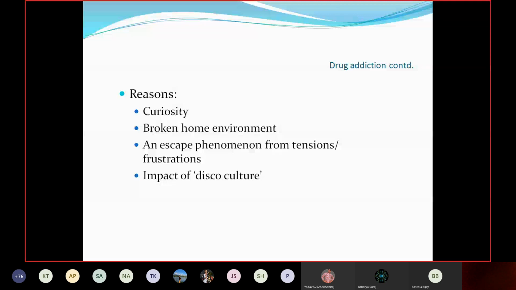And the other reason is an escape phenomenon for tensions and frustrations in everyday life, like unemployment and failure in examination, etc. for the young people. Then the impact of the new culture, we call it disco culture, the sociologists prefer to say, and social media also, and then ignorance regarding the habit forming nature of drugs. These are the major reasons.